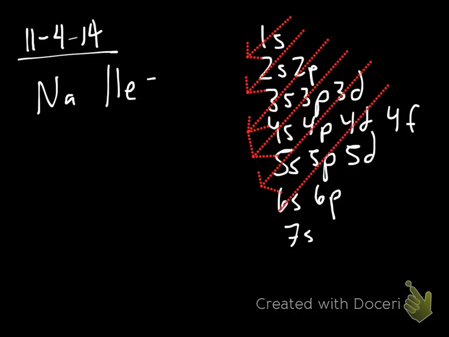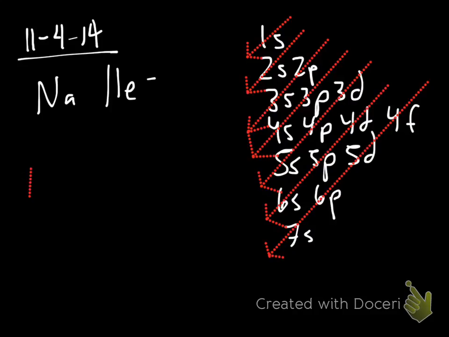And you have to have this, especially when you get up into the bigger elements where you start to have crossovers, to figure out what fills first. Now in sodium with 11 electrons, there are no crossovers. We don't start seeing crossovers until we get up over atomic number 20. So over 20 we start to see crossovers.